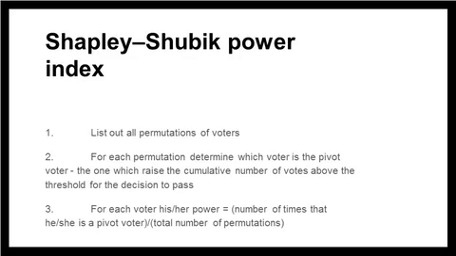So the power can be calculated by the number of times that a voter is pivotal, divided by the total number of permutations, which is 2/6. So each of them has a power of 1/3, which means that in the case of 3, 5, and 7 votes, the 3 voters have the same voting power.